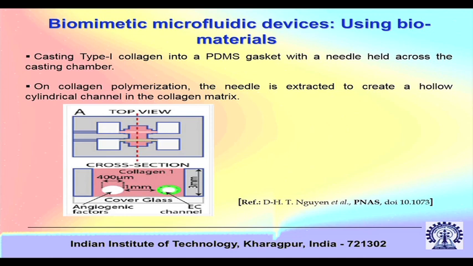So one can cast typical materials, for example collagen, into a PDMS gasket with a needle held across the casting chamber. On collagen polymerization, the needle is extracted to create a hollow cylindrical channel within the collagen material. Collagen is related to tissue engineering. So it is a soft material, which is a tissue material.